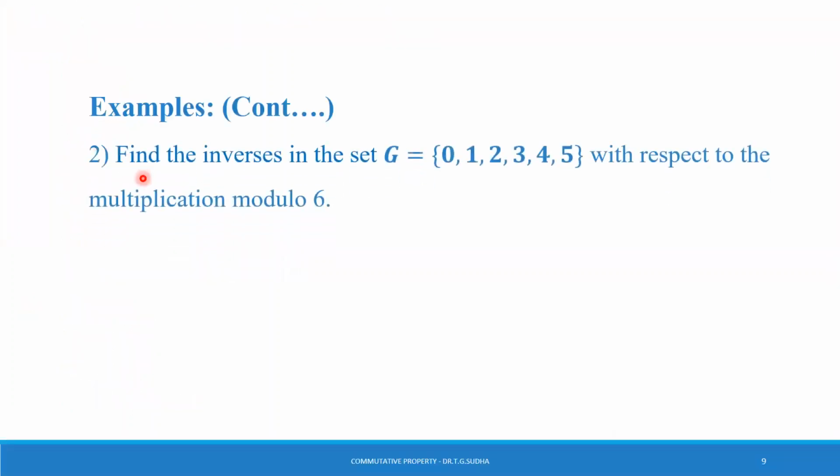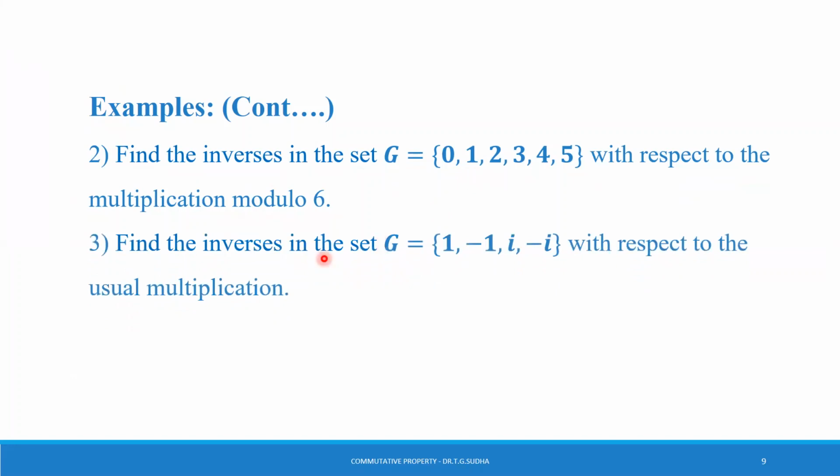So to continue with the second example, that is, inverses of the set G equal to 0, 1, 2, 3, 4, 5 with respect to multiplication modulo 6. Here we need to change the entries as well as the binary operation and change the identity to 1, since it is with respect to multiplication, we know that 1 is the identity element. In the next example, we need to find inverses in the set G which contains all 4th roots of unity. Once again, it is the multiplicative group and the identity will be 1. So we need to change e to 1.